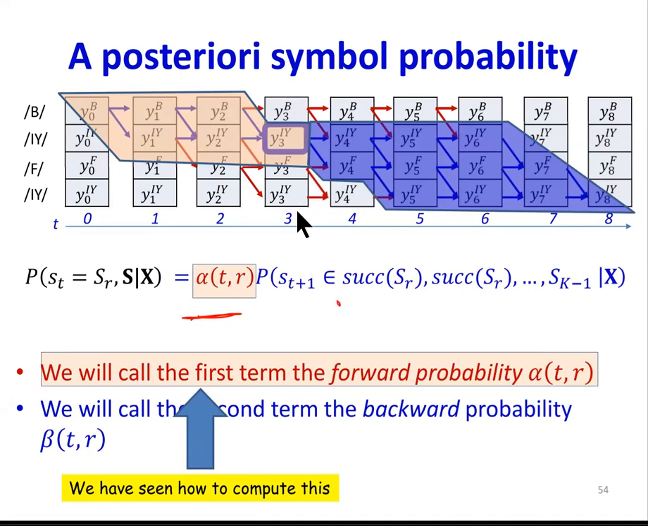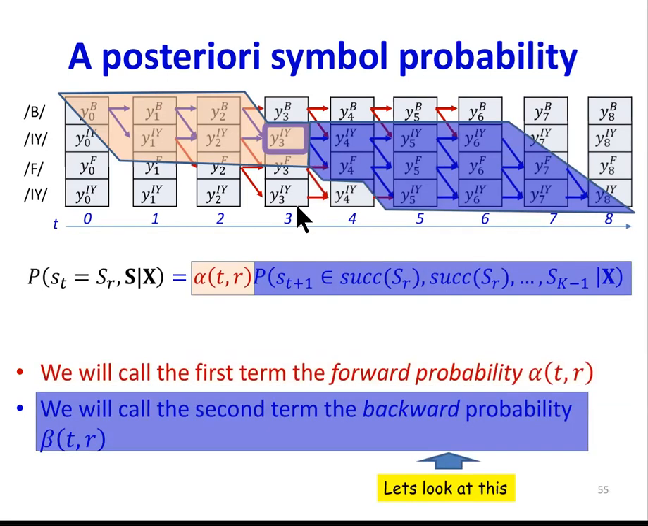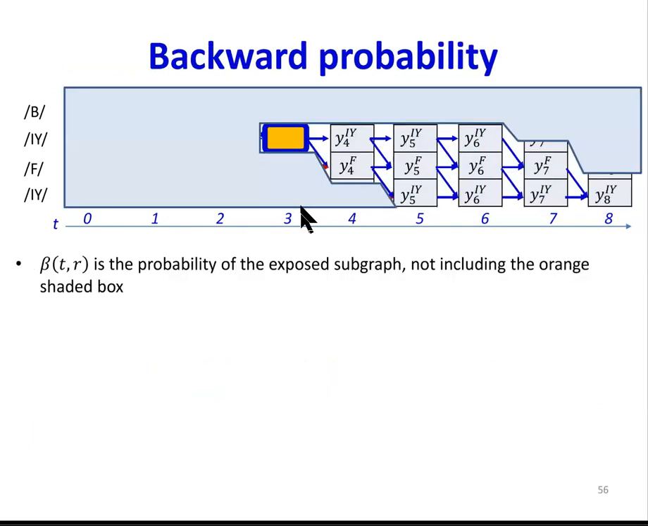Can anybody tell me how you would compute the second term? Anyone want to take a guess? Just go in the reverse direction. Exactly. I can do the same thing, right? We're going to be computing this backward problem. I'm going to call this the backward probability. What is this backward probability? Beta TR. It is the probability of this exposed subgraph, but not including this node, right?